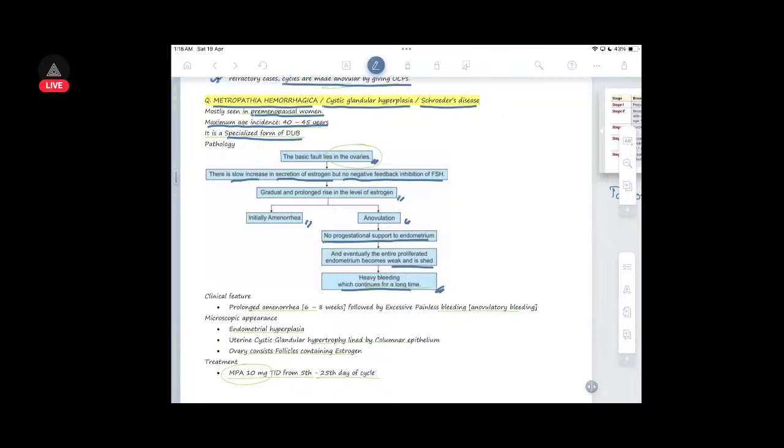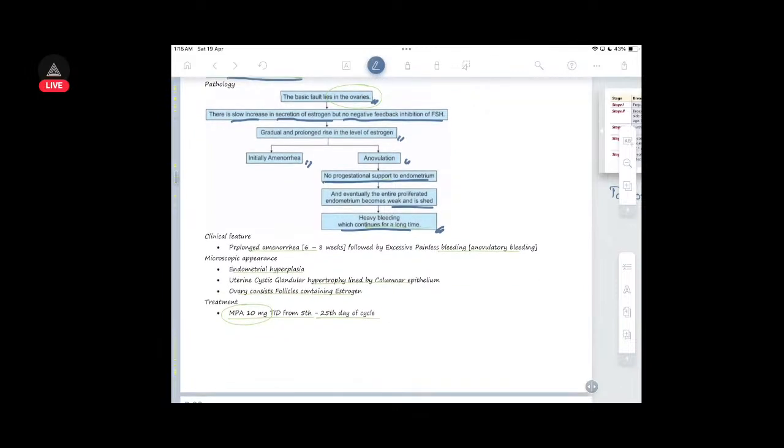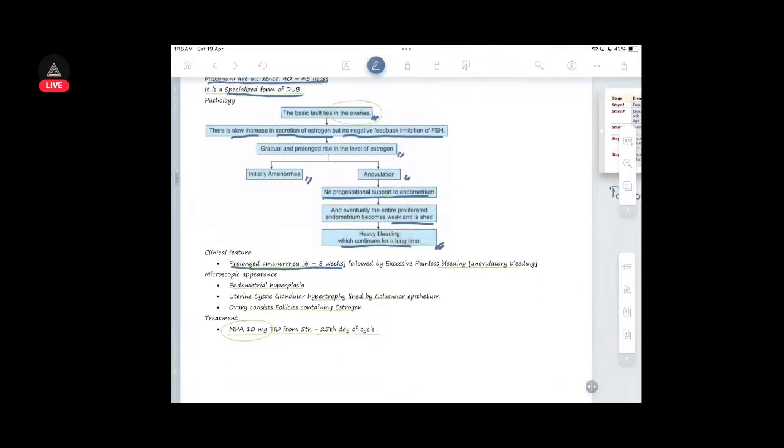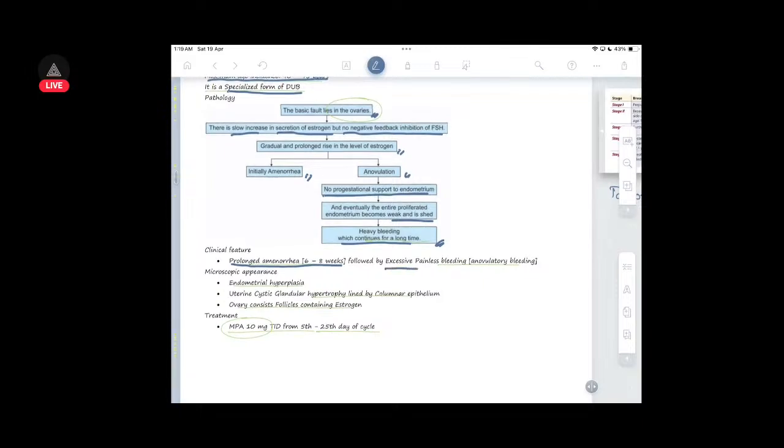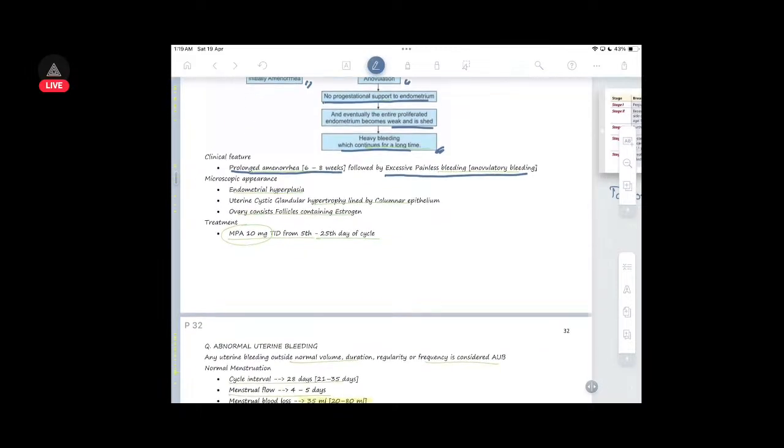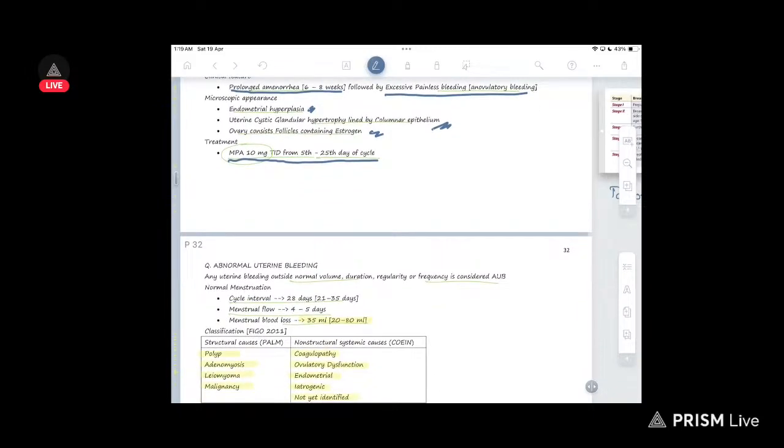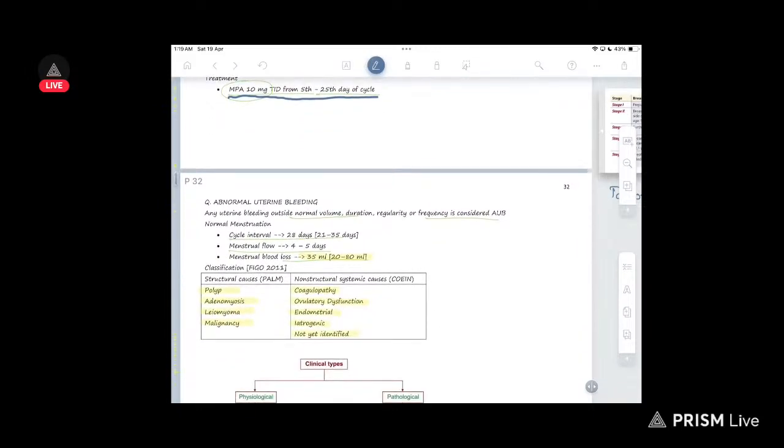It's in the ovaries. Slow increase in secretion, but no negative feedback inhibition. Clinical feature: prolonged amenorrhea of 6 to 8 weeks, followed by excessive painless bleeding and anovulatory bleeding. Endometrial hyperplasia, cystic glandular hypertrophy lined by columnar epithelium and follicle containing estrogen. So MPA is 10 mg TID from the 5th to 25th day of the cycle.